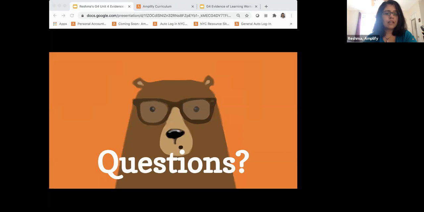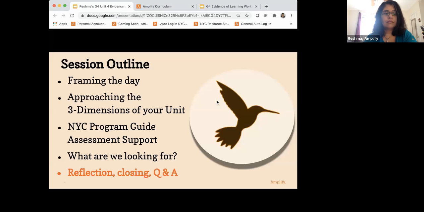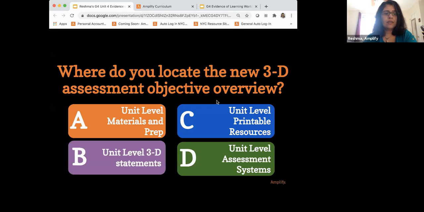See if I missed any questions. And just to close out, I'd like to take a brief check of the room. Where do you locate the 3D assessment objective overview? Please type your answer.